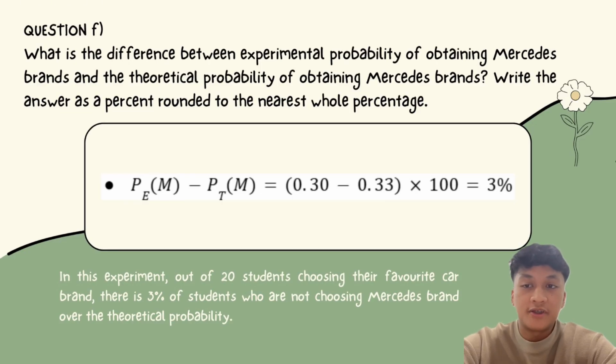In this experiment, out of 20 students choosing their favorite car brands, there is 3% of students who did not choose the Mercedes brand compared to the theoretical probability.